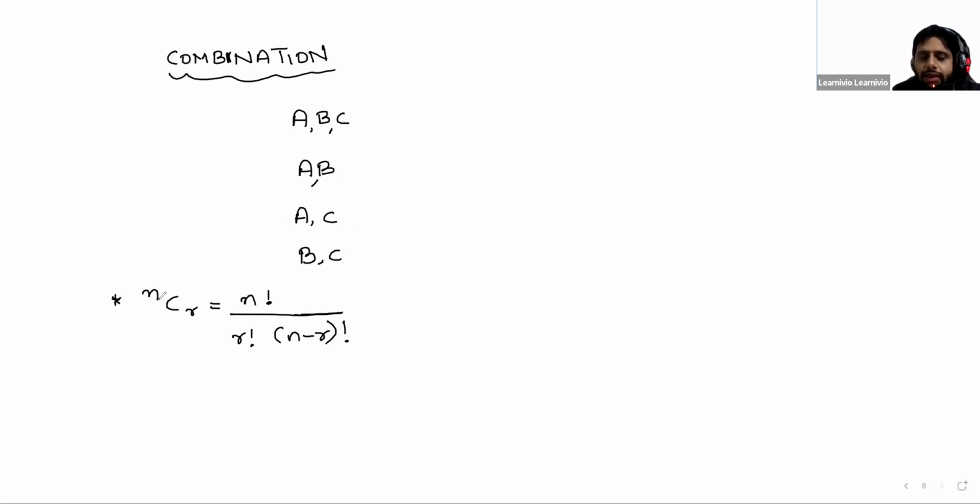What do you mean by n? N represents the total alphabets, total digits, total quantity, total items. R represents the number of items, number of alphabets which you select from n. So for example, in this case, how many total alphabets are there, Sakshi? 3. Very good. You need to select 2 alphabets. Can you tell me what is the value of r? 2. Very good. So in this case, we need to select 2 alphabets. That's why our formula will become 3C2.